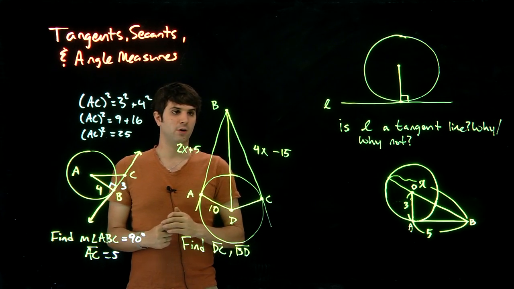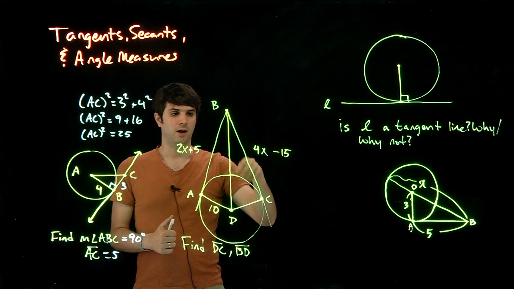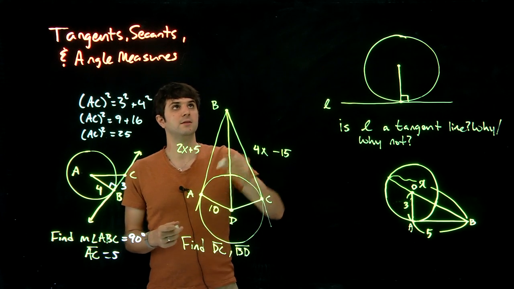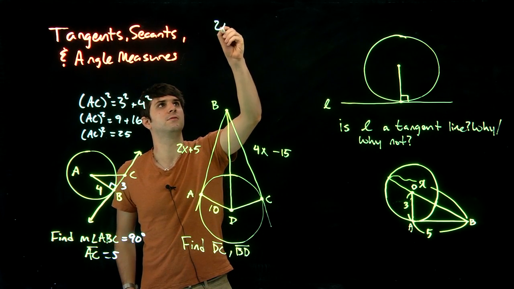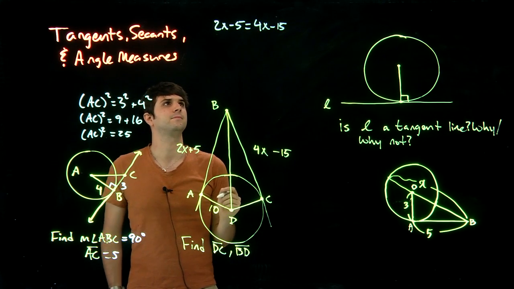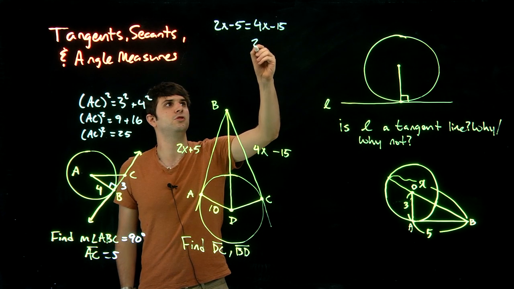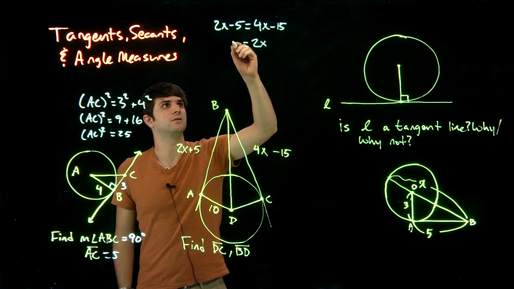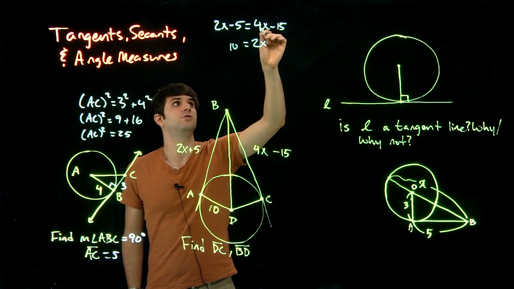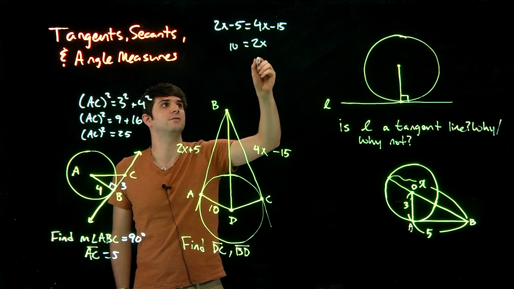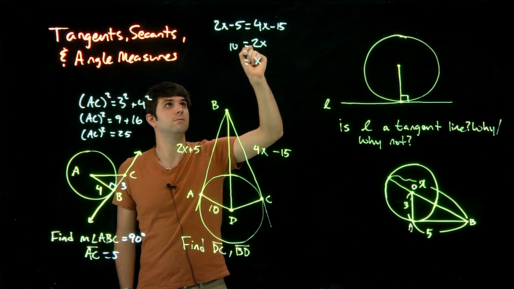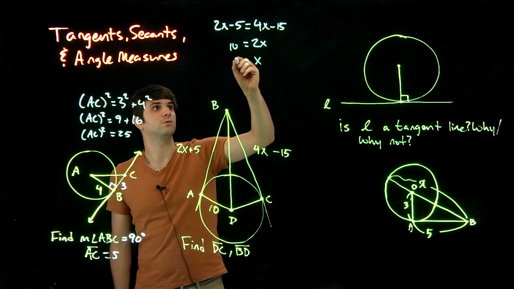So we know that if two tangent lines from the same point intersect a circle, then those tangent lines must be congruent. So we know that 2x minus 5 is equal to 4x minus 15. So 2x equals, it looks like 10. All right, 2x equals 10, so x equals 5.